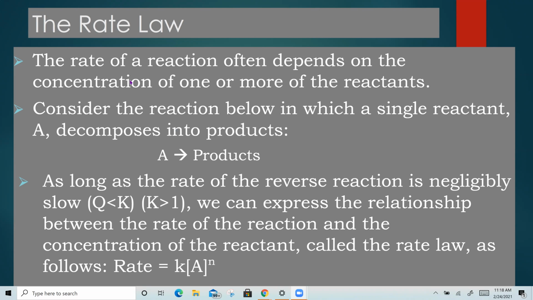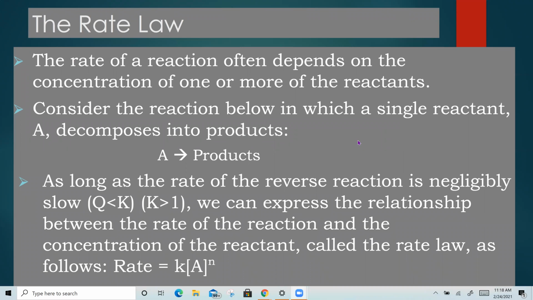And so we have this sample reaction, A to products, all right? And this is only a single reactant. And so as long as the rate of the reverse reaction is negligibly slow, we can express the relationship between the rate of the reaction and the concentration of the reactant, called the rate law, as follows. And it's showing you rate equals k[A]^n.